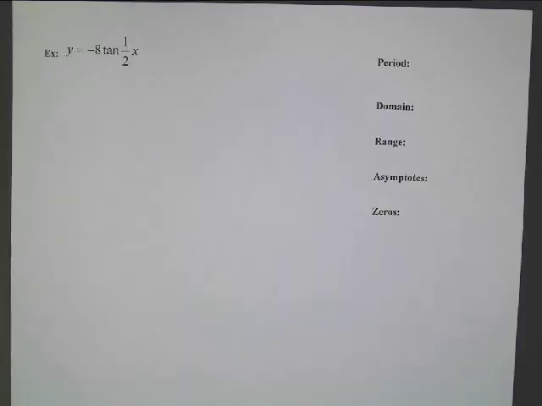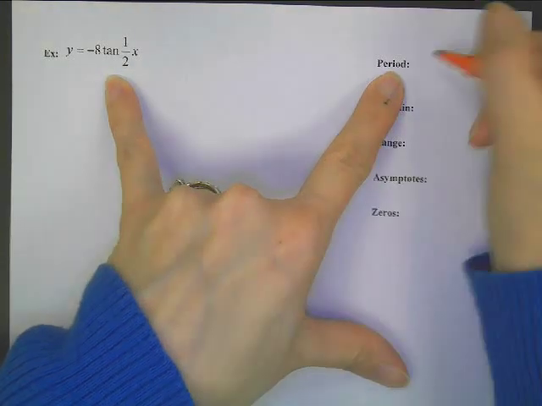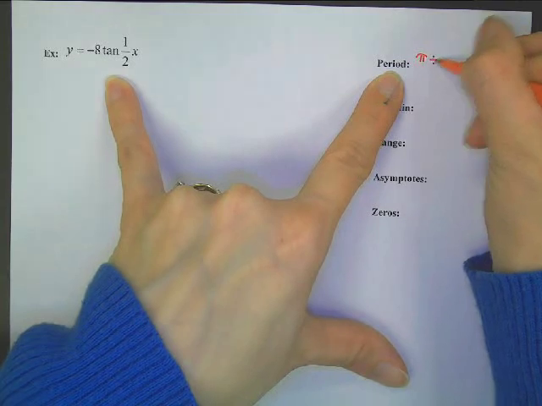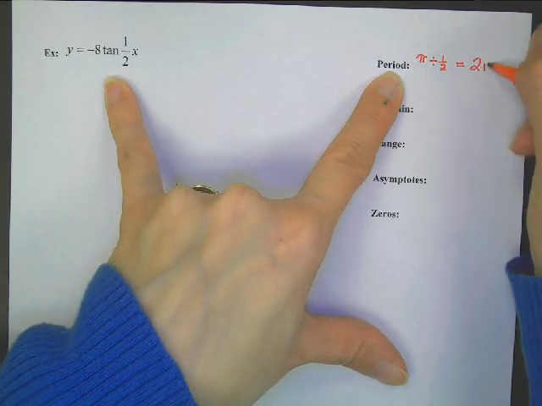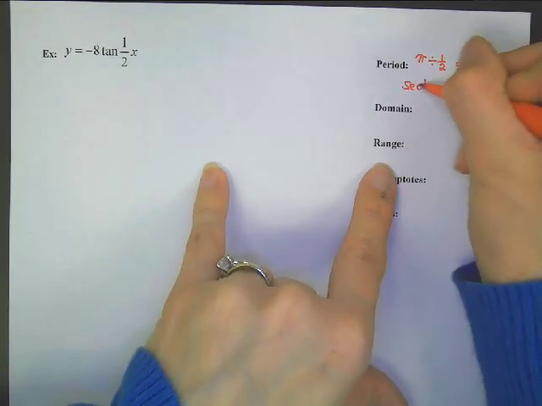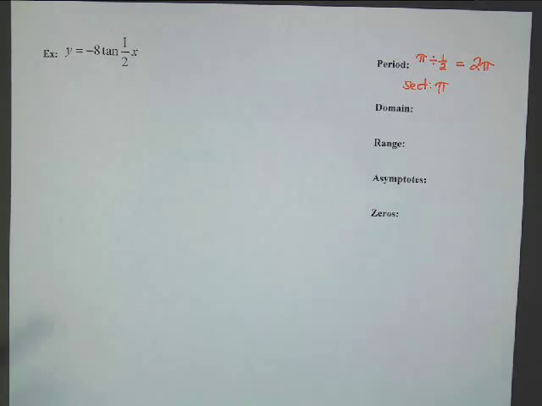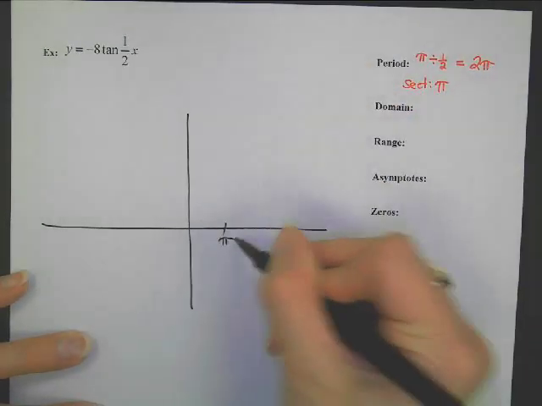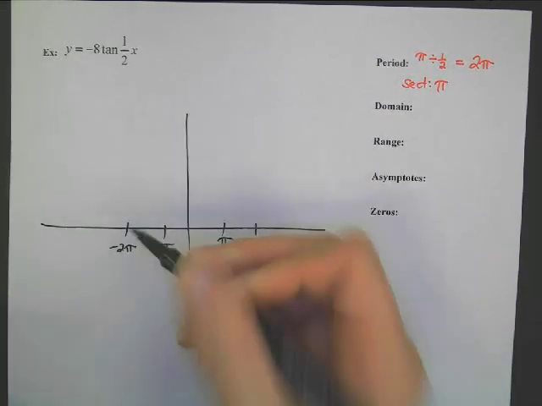Okay, we got one more. Let's do a complete tangent graph. Okay, first of all, let's take care of the period. For tangent, it's pi over b. Pi divided by a half is going to be 2 pi. How about a section? For tangent and cotangent, divide by 2, which makes it just be a pi. Okay, x and y axis, here we go. We've got 1 pi and 2 pi, negative 1 pi, negative 2 pi.